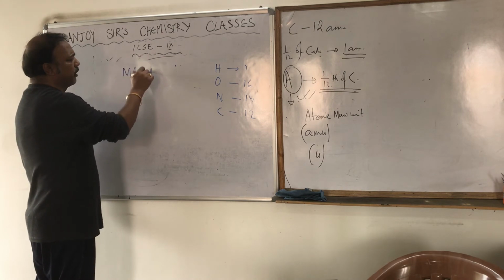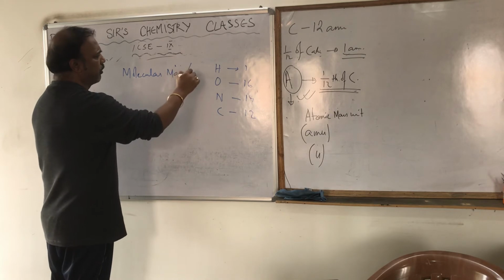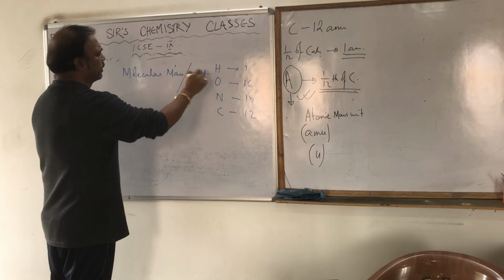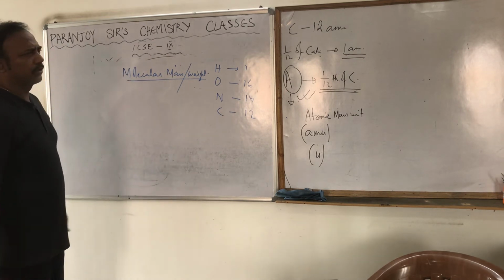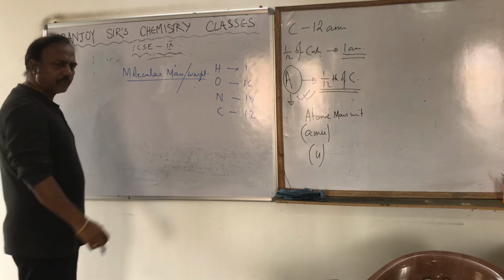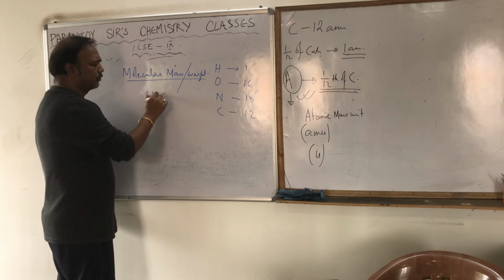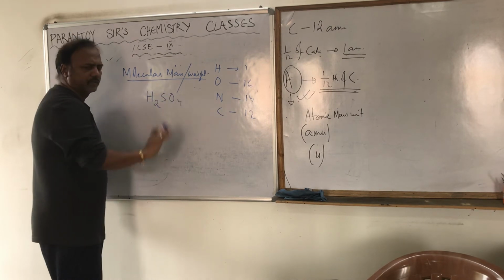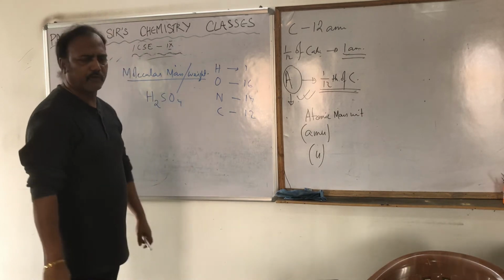Next is molecular mass or molecular weight. Now what is a molecule? All of us know. Suppose I am talking of sulfuric acid. The molecular formula of sulfuric acid is H2SO4. It's very simple, nothing is there. You already know how to write down the molecular formula.